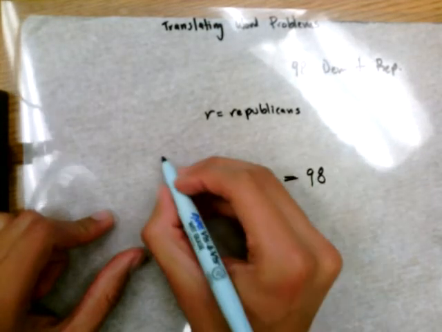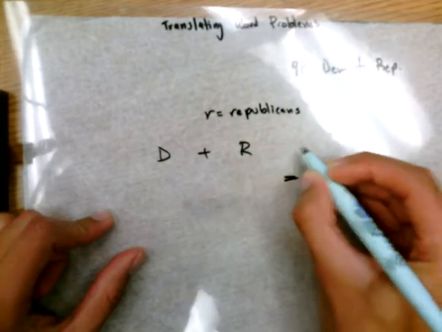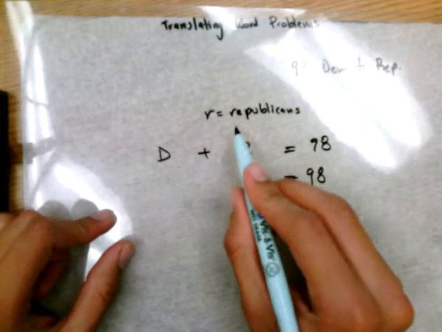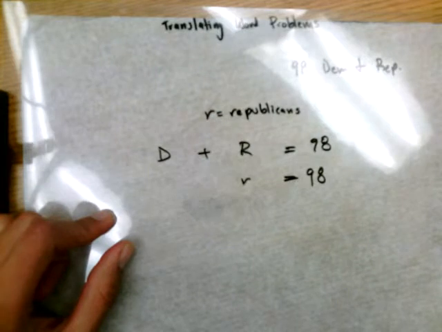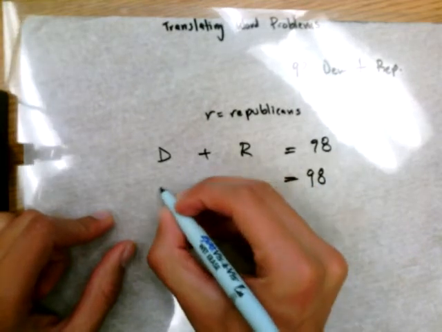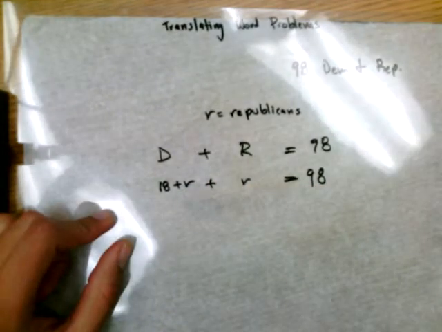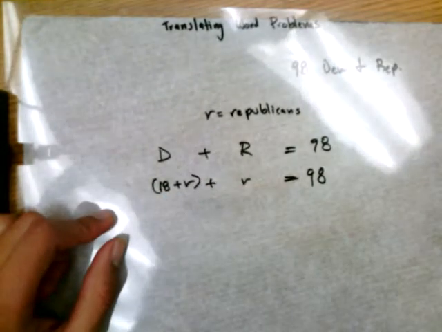Now, the amount of Democrats plus the amount of Republicans is equal to 98. Now, we know that the amount of Republicans is R, and it tells us that there are 18 more Democrats than Republicans. So we have 18 plus R for the amount of Democrats, since there are 18 more Democrats than there are Republicans.